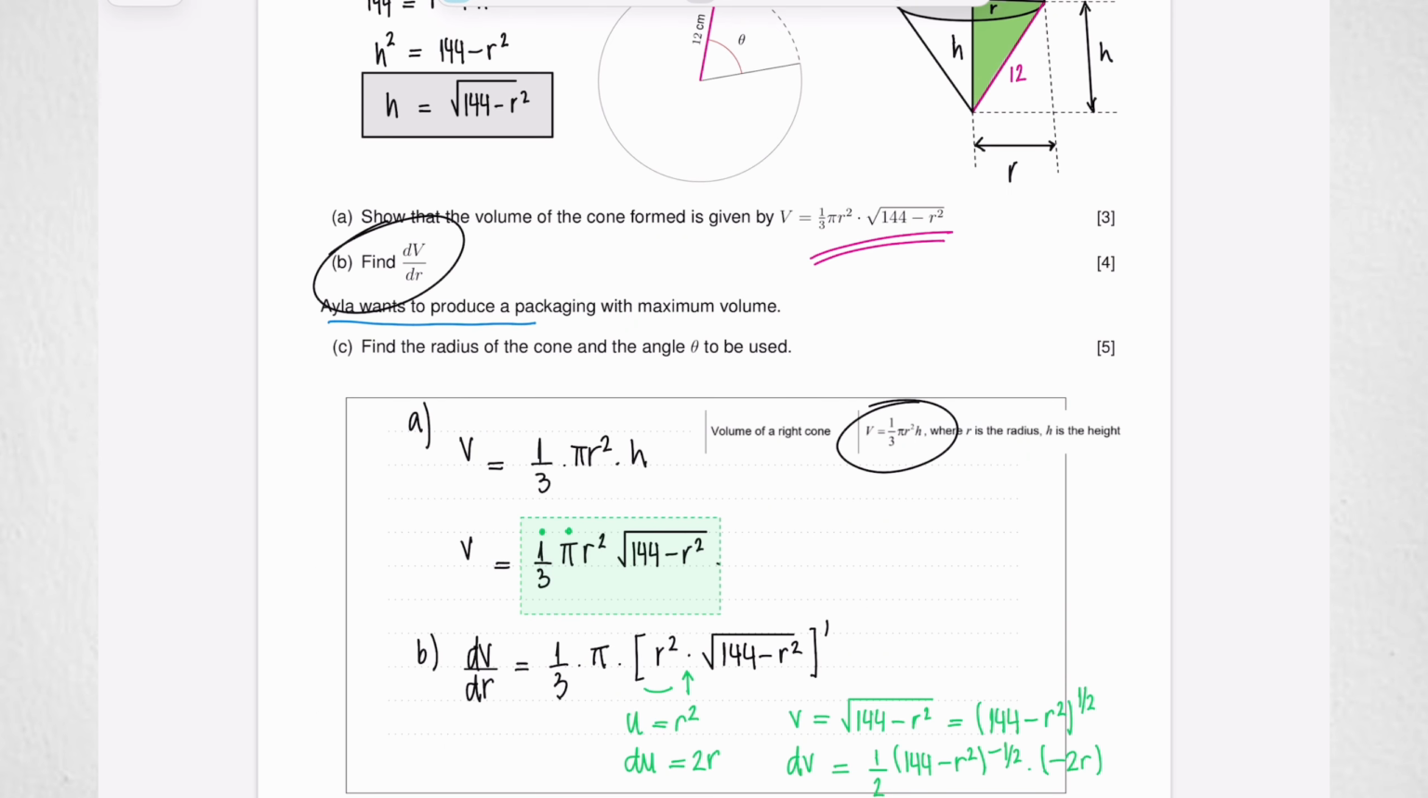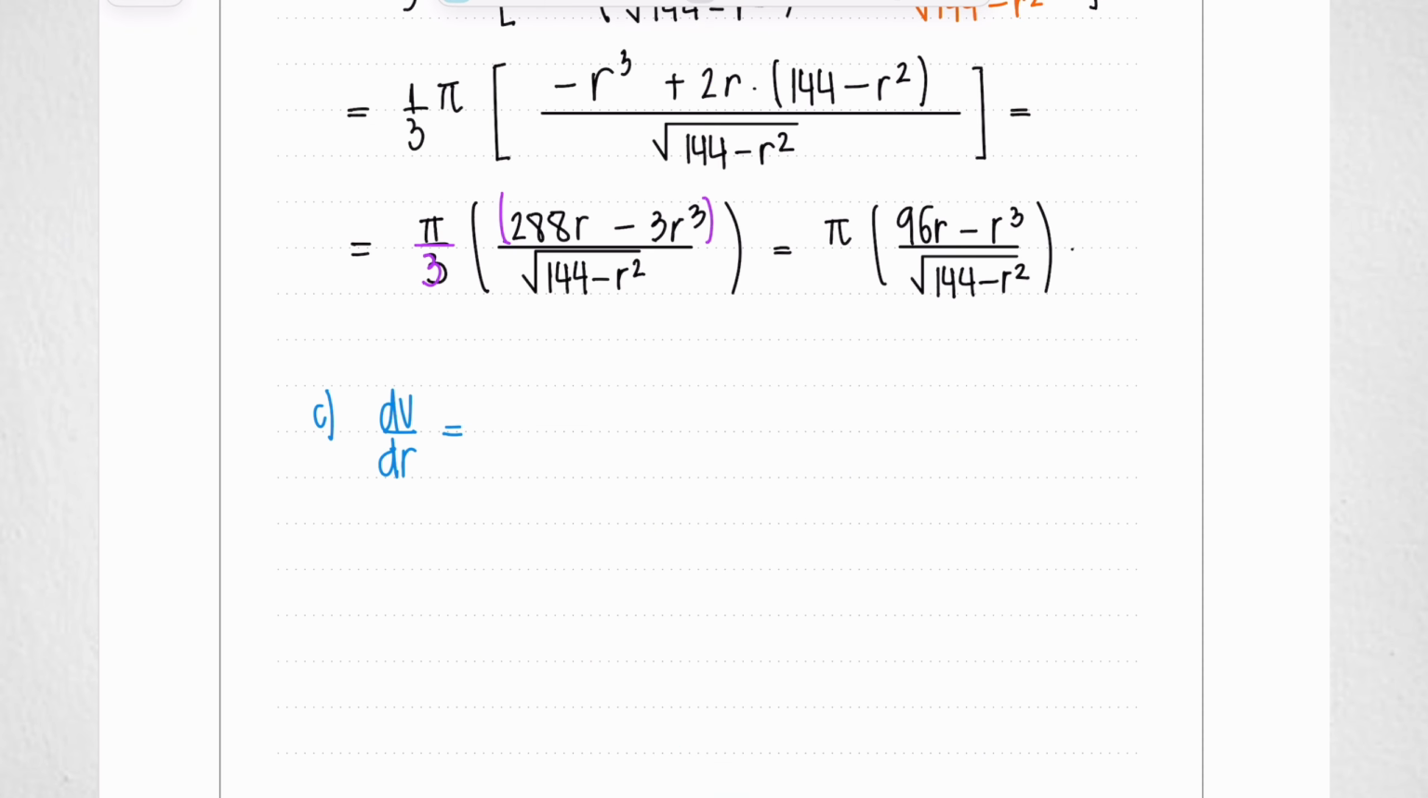And now, in order to maximize the volume, we are going to take this dV/dr and make it equal to 0. That's how we find maxes and mins. And in this case, we're going to find the max. If dV/dr needs to be equal to 0, that means that pi times 96r minus r cubed over the root has got to be equal to 0. Now, if we cross multiply this root, and we do the same with the pi by dividing 0 by pi, we just get 0 on the right hand side, and all that we have left is the 96r minus r cubed in the numerator here.